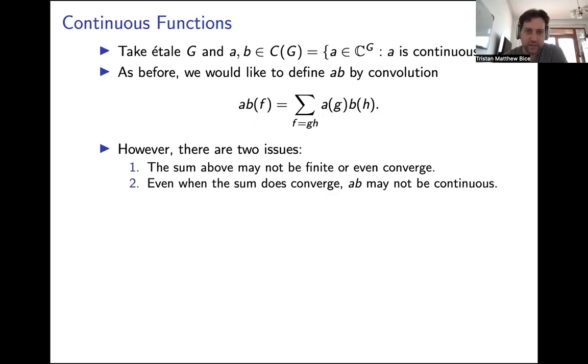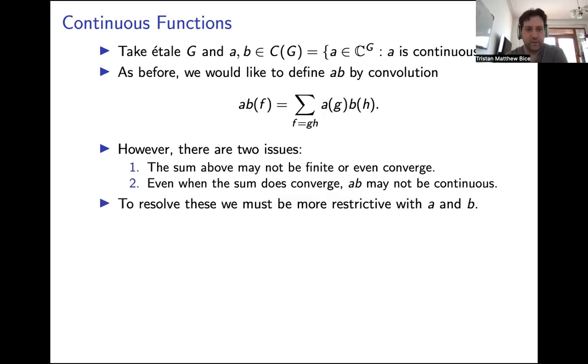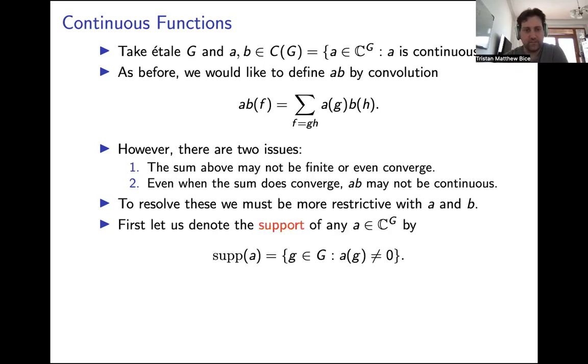We want a C-star algebra. We want to be able to take continuous functions and multiply them in some way by convolution, and again get a continuous function, not just some other random function. So this is a bit of a problem. To resolve these issues, we need to be a bit more restrictive about the kinds of functions we're dealing with. We can't deal with arbitrary continuous functions, at least not at the outset.